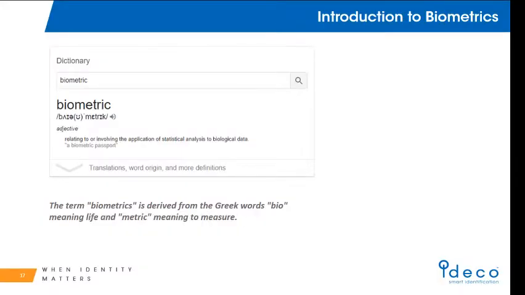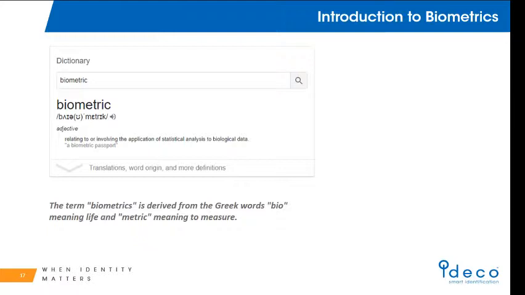So let's start right at the beginning with the definition of the word biometrics. The word biometrics is derived from two Greek words, bio, meaning life, and metric, meaning to measure. So it really is around measuring life. Now, that is quite important. We're not looking at forensics. We're looking at measuring live human bodies.